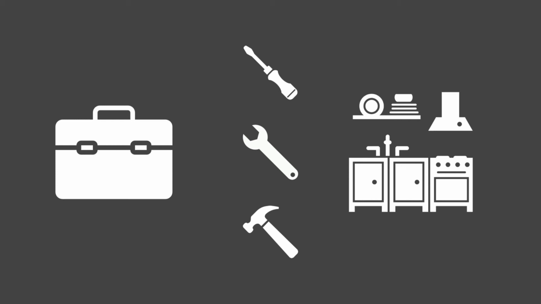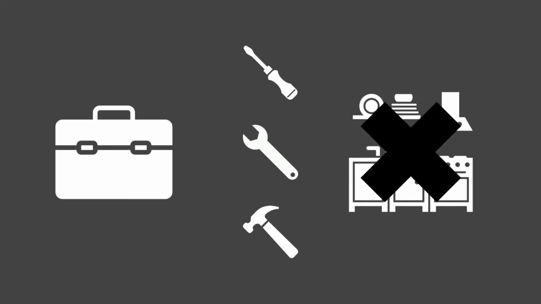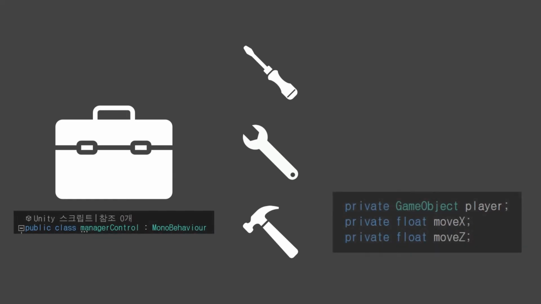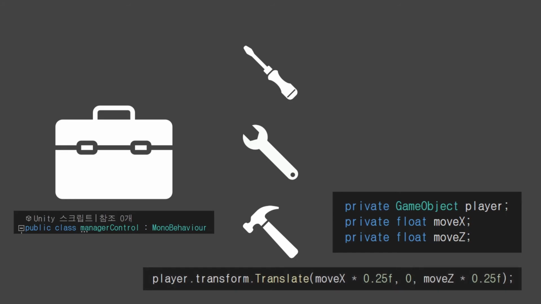The toolbox will contain a variety of tools such as a screwdriver, wrench, and hammer. These tools aren't usually in the kitchen. These tools are in the toolbox so you can find them and use them quickly. Class becomes the toolbox, and tools become variables in the class. In today's example, game object, float, and Vector3 variables are used. We will look at the use of various variables in the next tutorial.